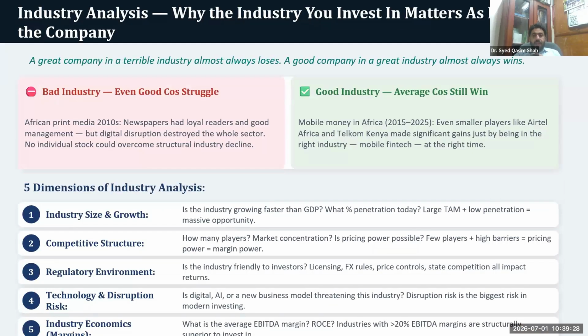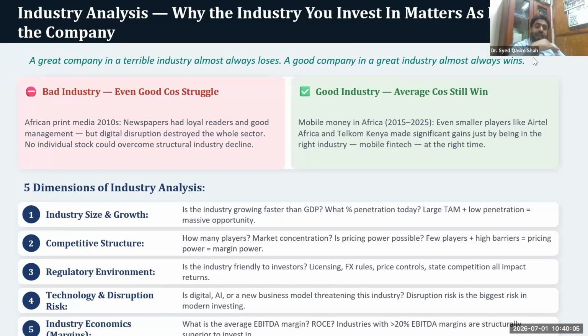So let's talk about industry analysis. After the economy, the most important thing is industry. Industry analysis really matters in terms of investment. How? Let's say a company is doing great, but it is in a very terrible industry position. Even a good company in a great industry will always give you maximum profit.